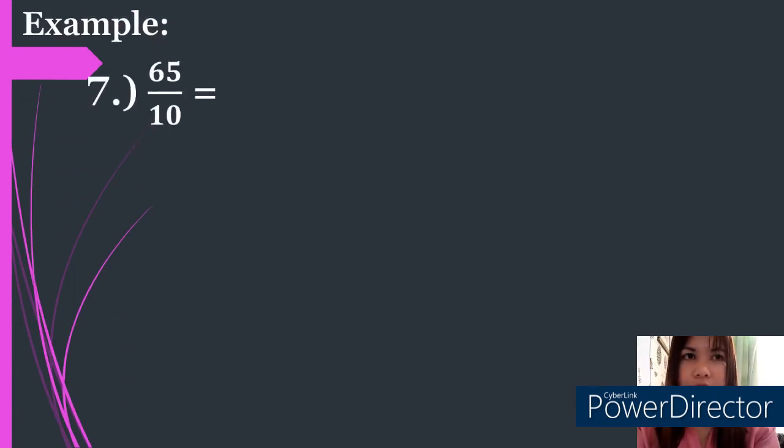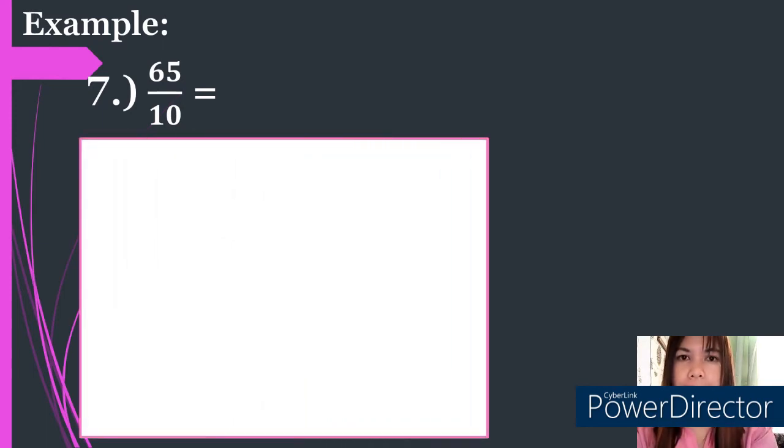Okay. Number 7. So we have 65 over 10 change to decimal form. We're going to use the long method, which is the division. We are going to divide the numerator 65 by our denominator 10. Okay.